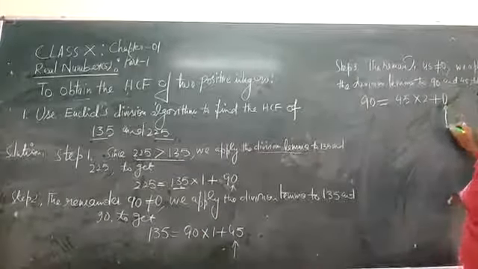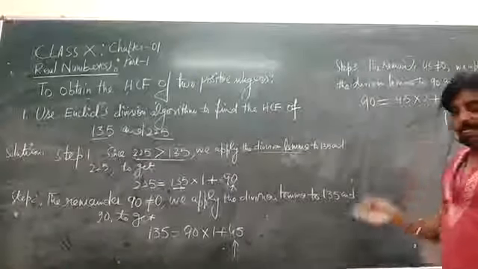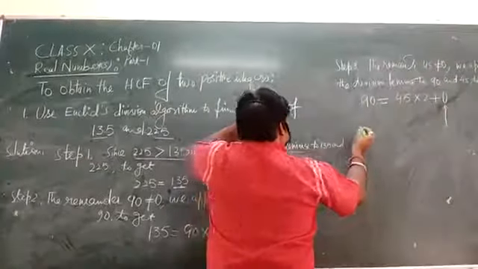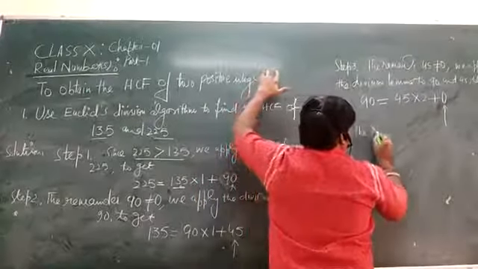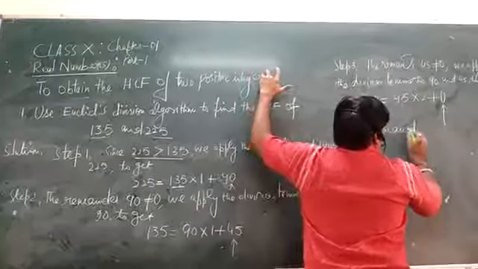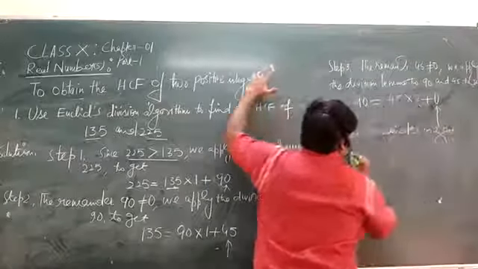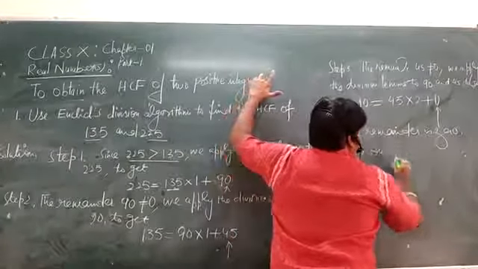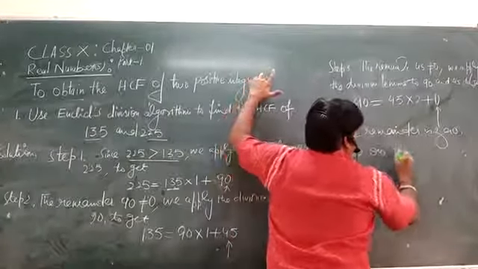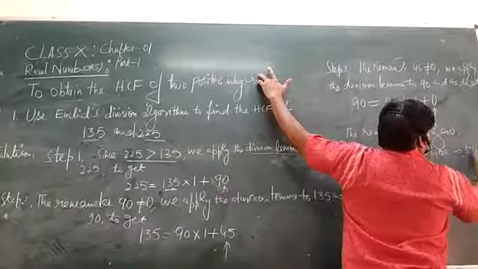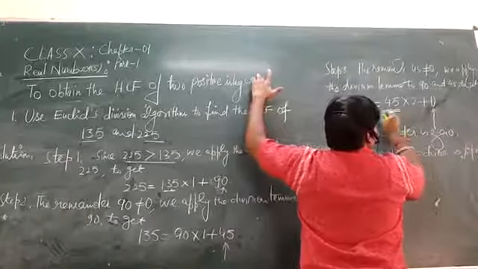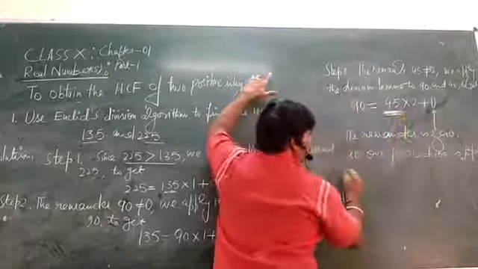So now your remainder is coming 0. So then you can say the remainder is 0. So our procedure is stopped. The last divisor will be your HCF. So therefore, the HCF of these two numbers is 45. And this is your answer.